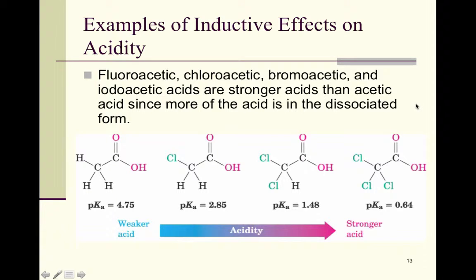This is a nice graphic showing the example of the inductive effect, where there are, on the right-hand side here, stronger acids. So on my alpha carbon here, I have 3 chloros, and you can see that that's a much stronger acid than if I have 2 chloros, 1 chloro, or none. When I have an electron withdrawing group, in fact a whole bunch of them, it increases its acidity. Fluoroacetic, chloroacetic, bromoacetic, and iodoacetic acids are stronger acids than acetic acid, since more of the acid is in the dissociated form.